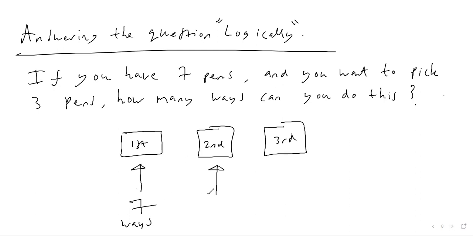Well, we've got 6 ways of doing that because we've got 6 colors left. So there are 6 ways in which we could pick the second. And then how about the third? How many ways could we pick the third pen? Well, again, we picked the first 2. We've got 5 left over. So there's 5 ways of doing this.